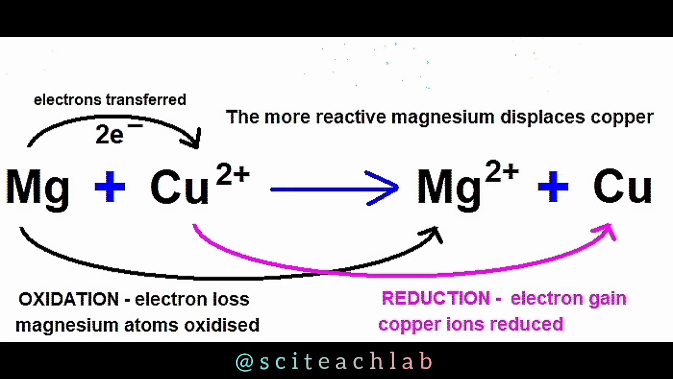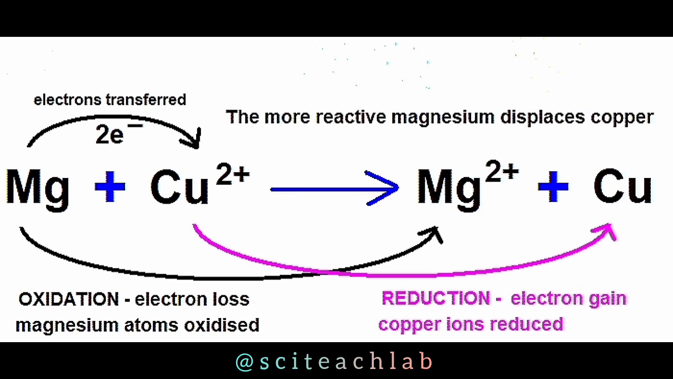So in this case, oxidation is the loss of electrons, while reduction is the gain of electrons. Always use a shortcut, OIL: O-I-L, oxidation is loss. RIG: R-I-G, reduction is gain. This shows you that oxidation is loss of electrons, while reduction is gain of electrons.